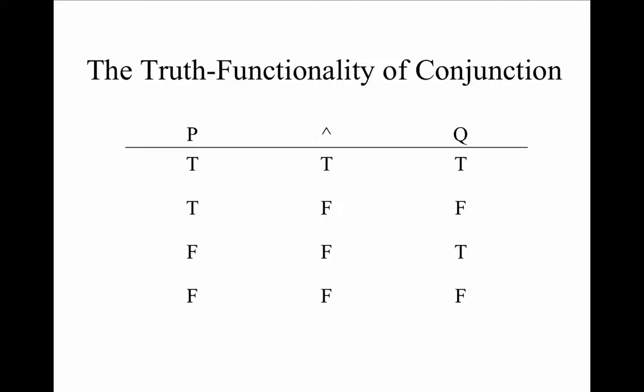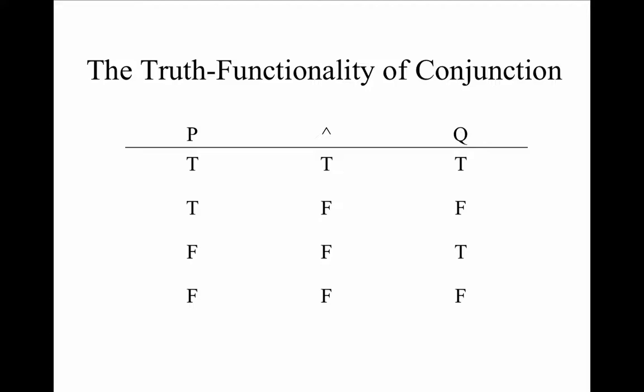Look at the first row where P is true and Q is true. Now look at the second row where P is true and Q is false. The third row where P is false and Q is true. And the fourth row where both are false. These possible values exhaust the ways in which the truth values could appear for these 2 sentences.